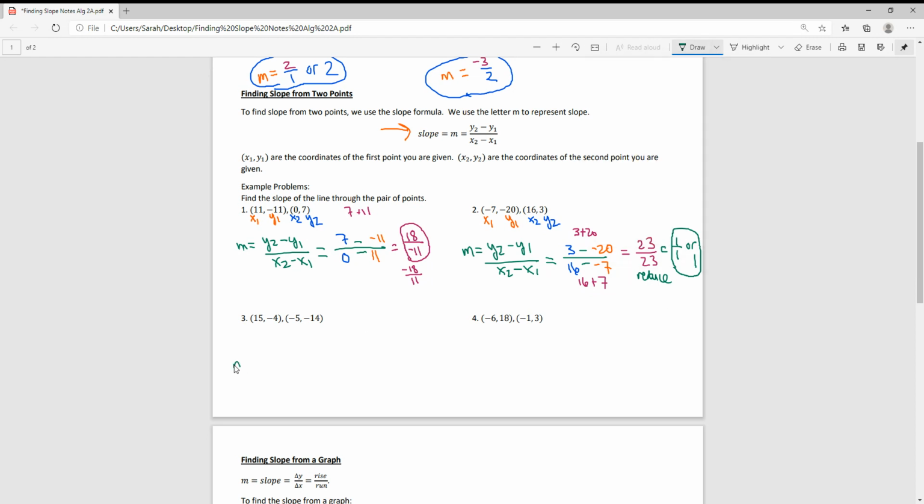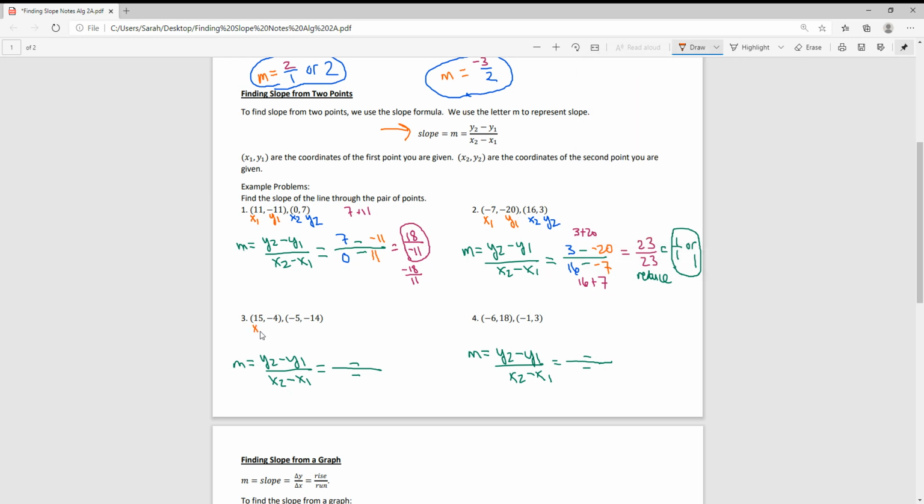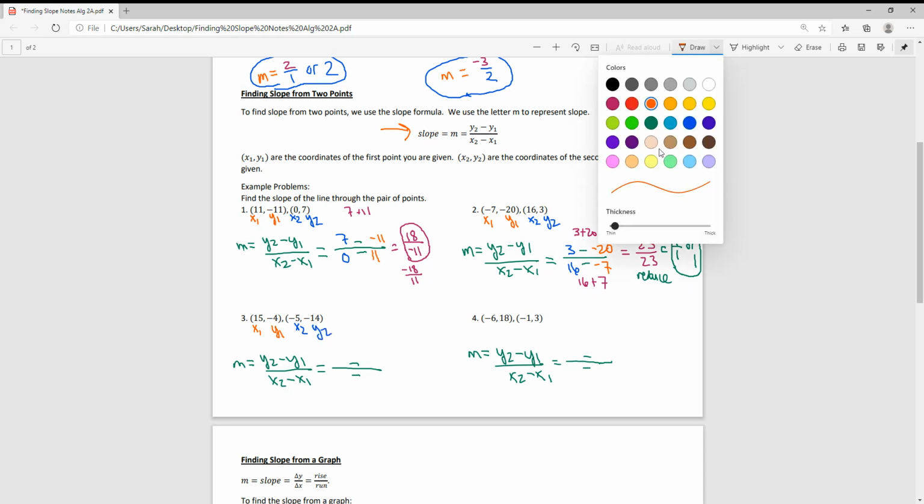I'm going to go ahead and pre-write my formulas here just so I have them. To save us some time, we go to plug numbers in. Okay. Next one. My x1, y1 is 15, negative 4. My x2, y2 is negative 5, negative 14. Let's plug the numbers in.